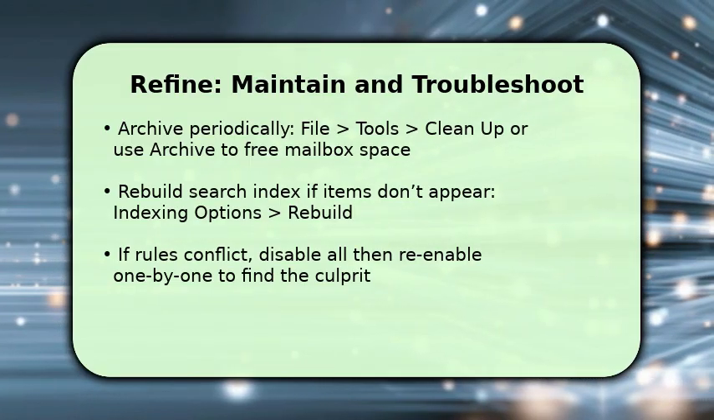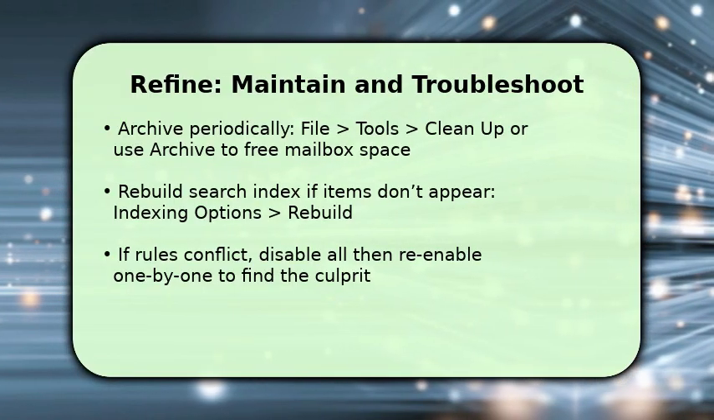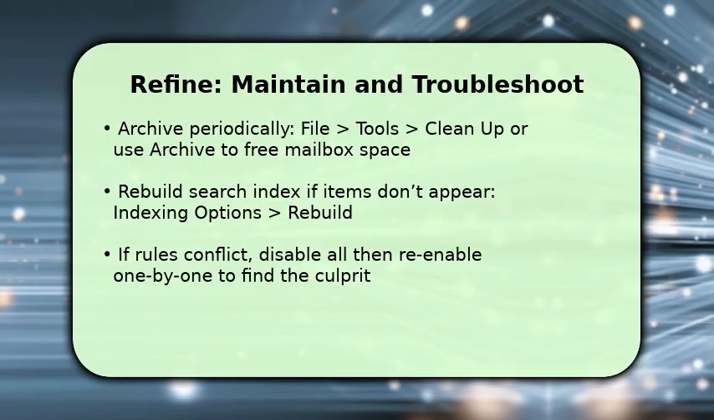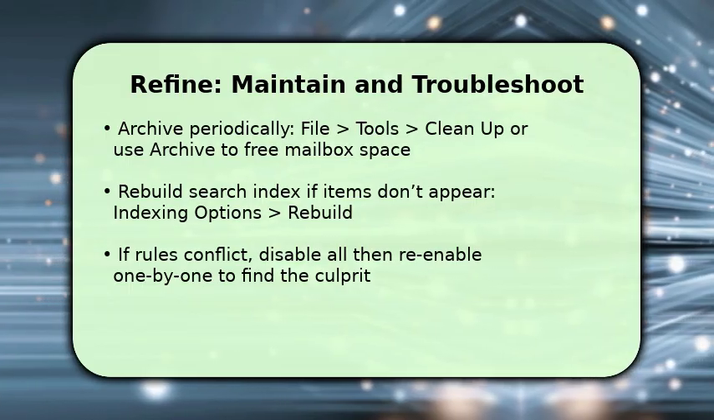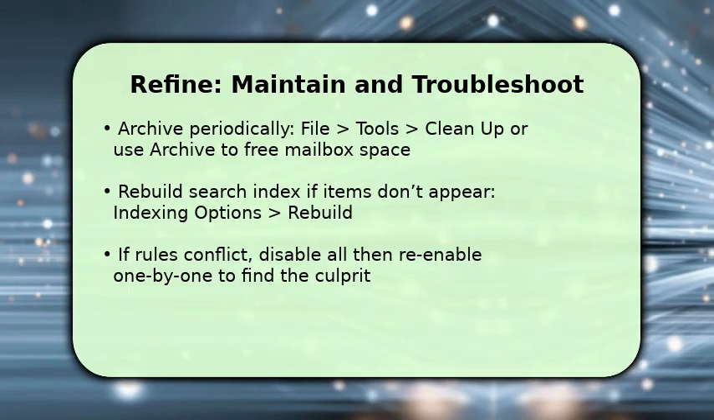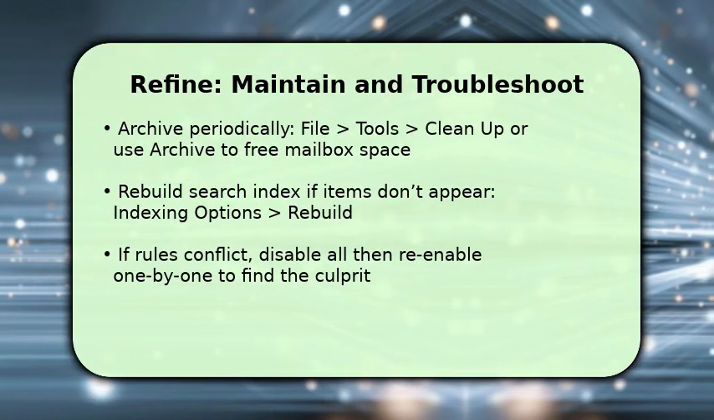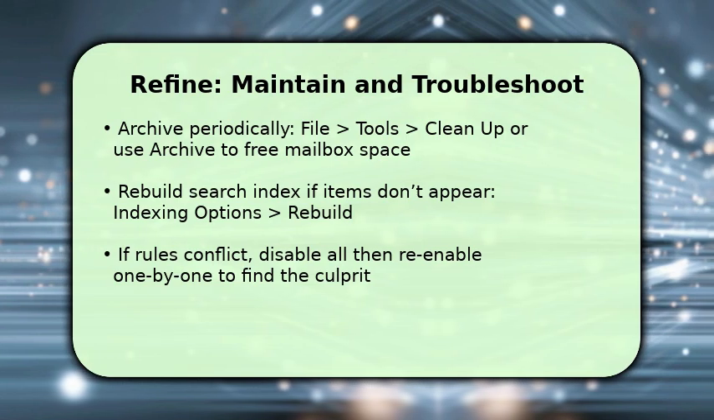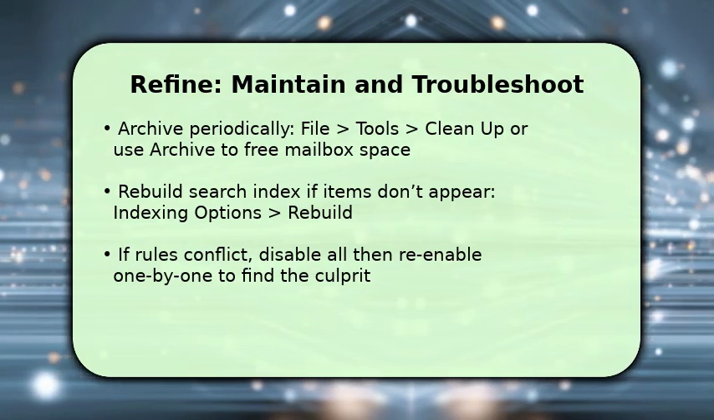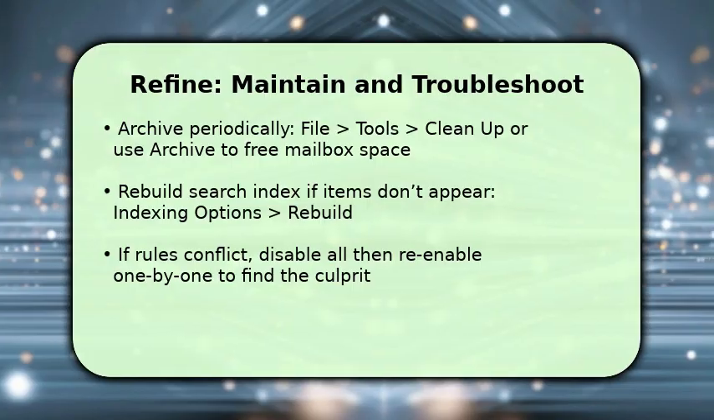If results are missing, rebuild the search index from indexing options to restore visibility. If automated sorting breaks, disable all rules, then re-enable them one at a time. This reveals conflicts quickly. By maintaining a small routine, you prevent future mess and keep Outlook folders reliable.